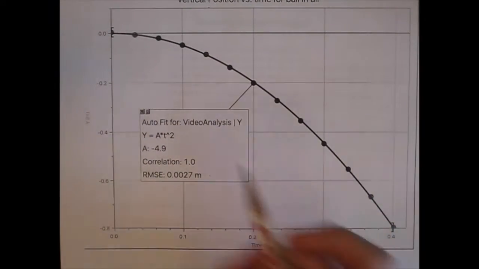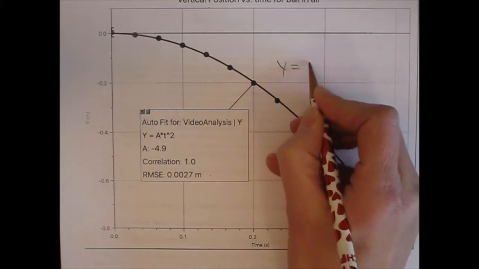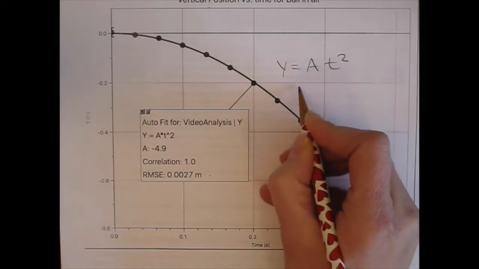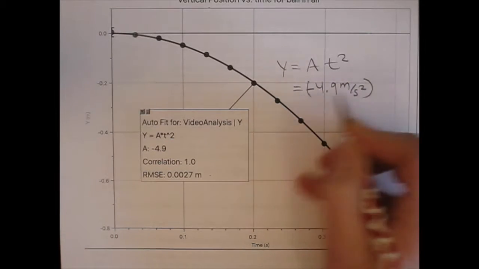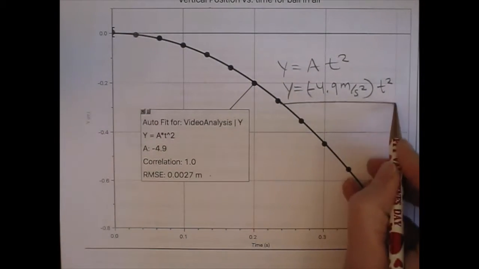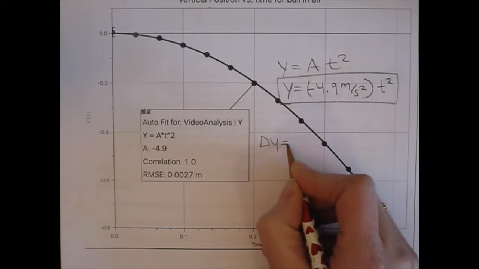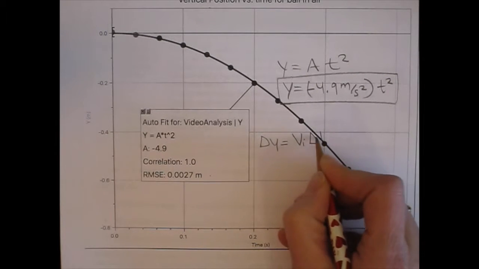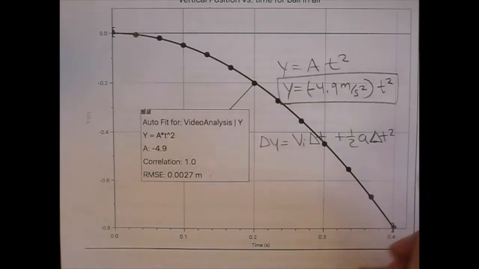Vertically, I have a quadratic as my best fit, and my equation was y equals a t squared, where a was negative 4.9 meters per second squared. Now, when you match this up with the kinematics equations, the closest one is delta y equals v initial delta t plus 1/2 a delta t squared. And this is just to review. Hopefully you were able to match these up, but if not, this will help clarify that.